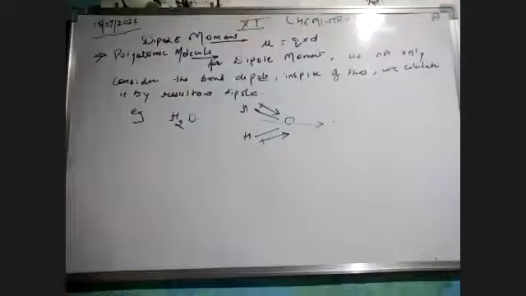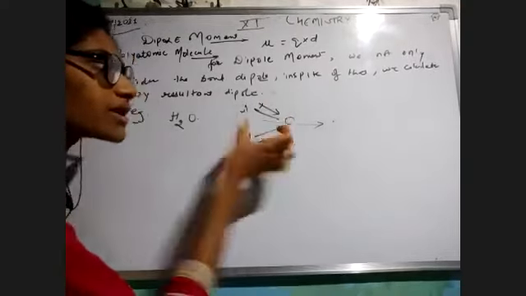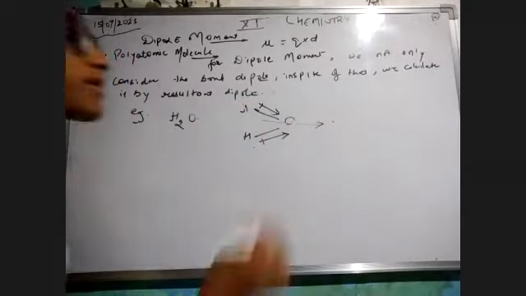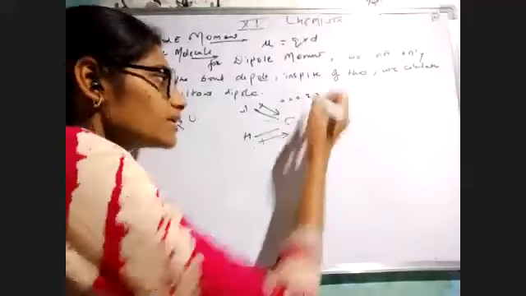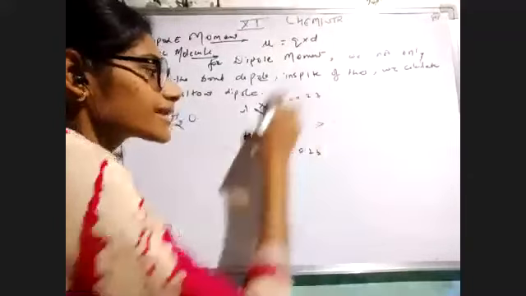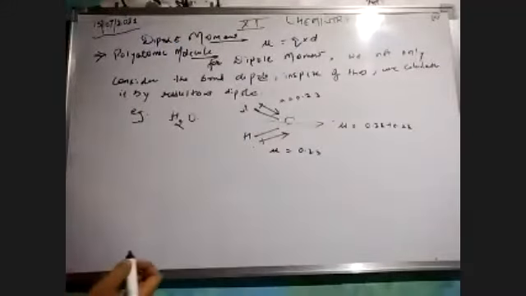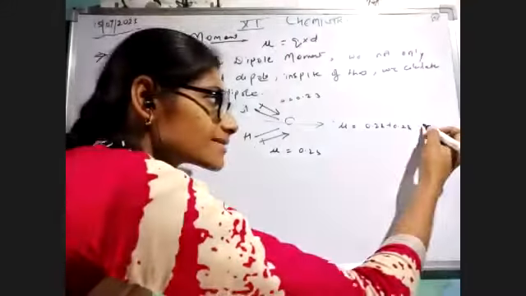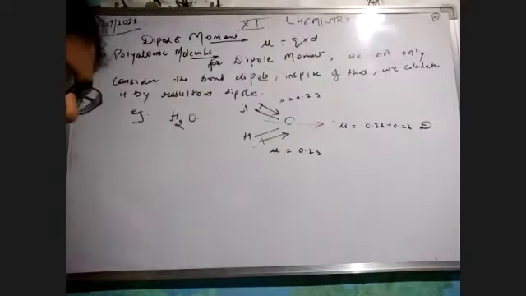That was all about this particular topic. Now, my net dipole moment, which is the sum of these two dipole moments, O-H and O-H. Suppose this is coming to be mu equals 0.23. Suppose this is also coming to be mu equals 0.23. Then the overall dipole moment, and how is my dipole moment represented? It is represented in terms of Debye. Clear? Okay. This was all about this particular topic.